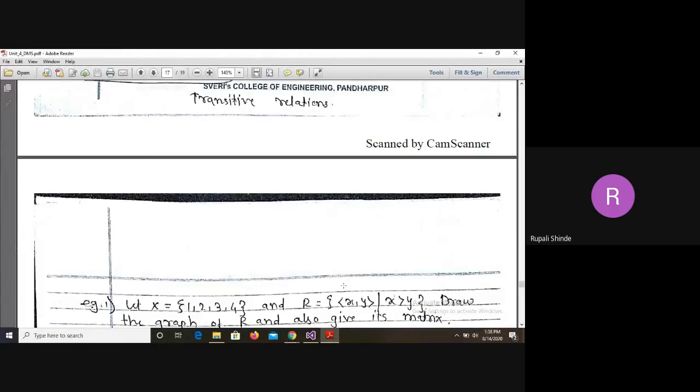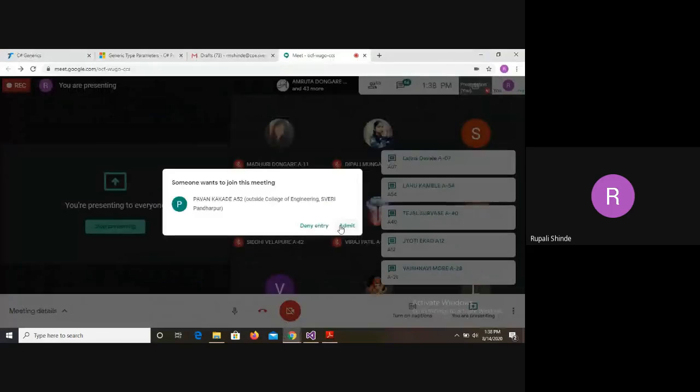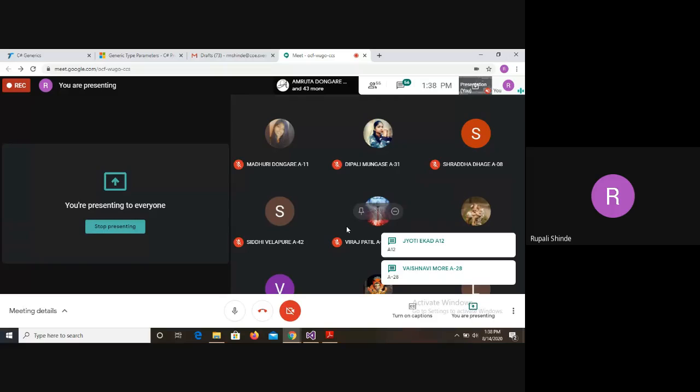Okay, so last lecture we have seen what is the relation matrix and how to represent any relation with the help of graph. So today we are going to see some examples on it. Then we will see the next one.